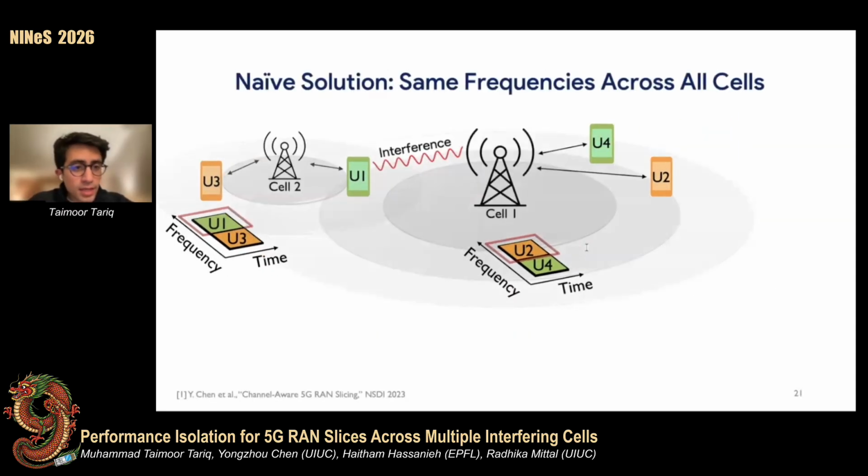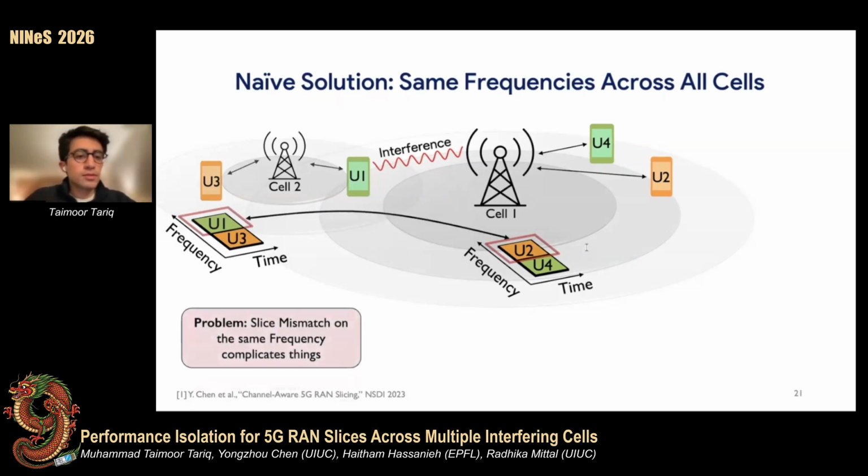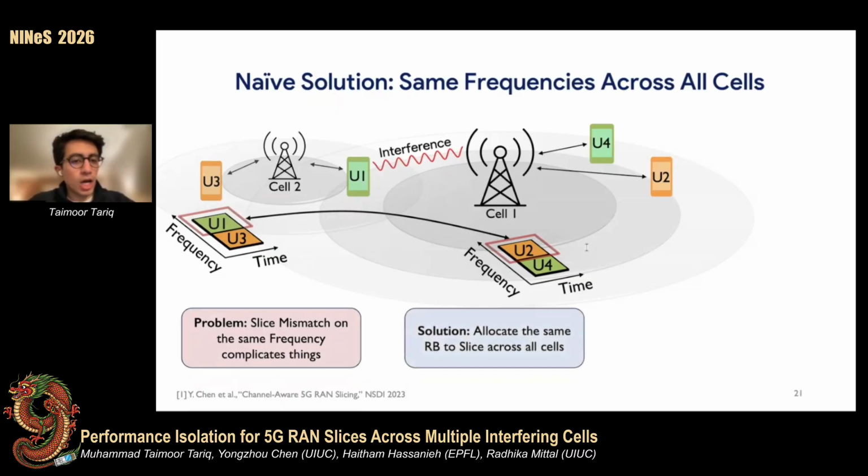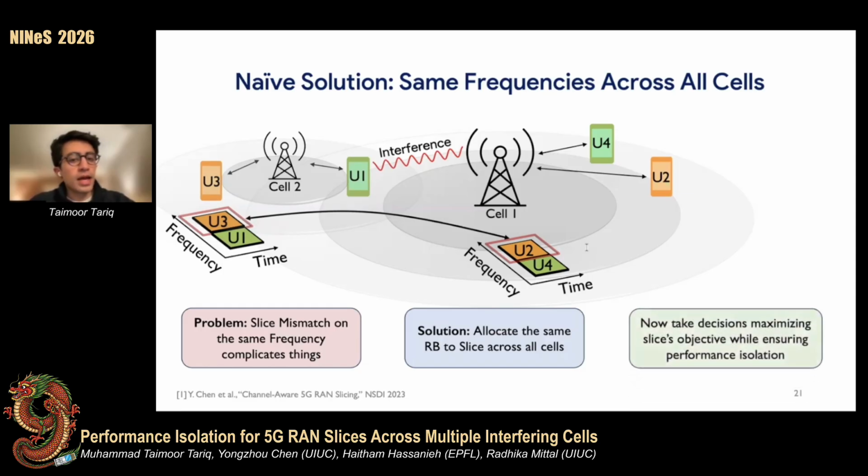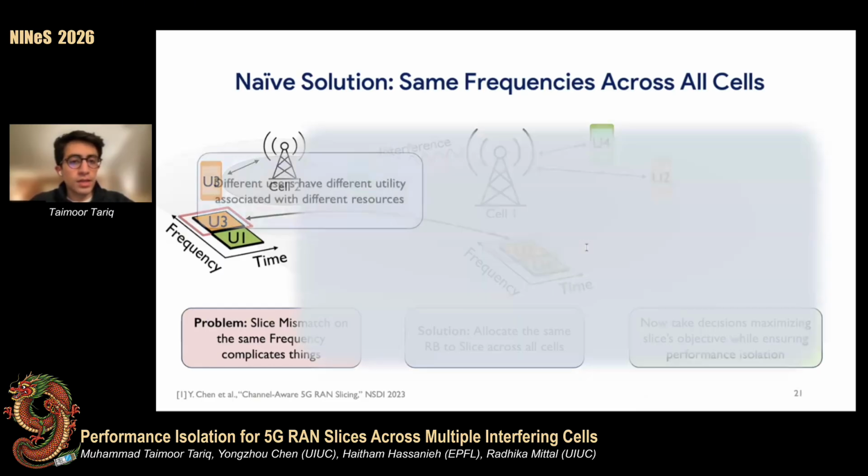So, a simple naive solution which comes to mind is that the core problem is that we have a slice mismatch on the same frequency, which complicates things. How about we allocate the same resource block to the same slice across all the cells? So we update the allocation this way. So now we have the orange slice allocated on both the resource blocks, and we can simply take decisions maximizing the slice's objective while ensuring performance isolation.